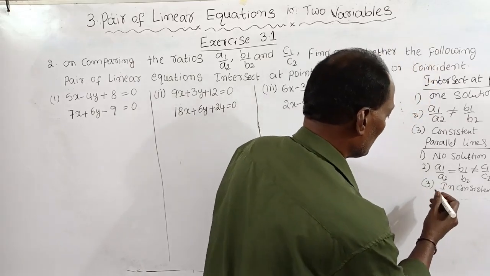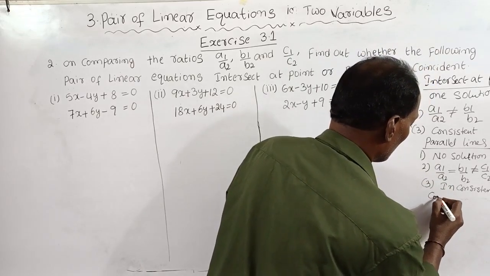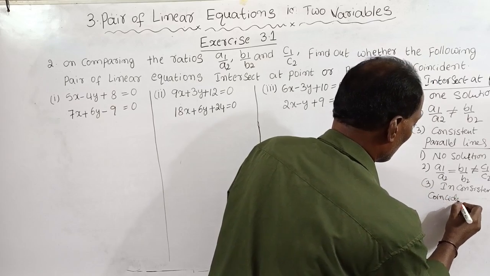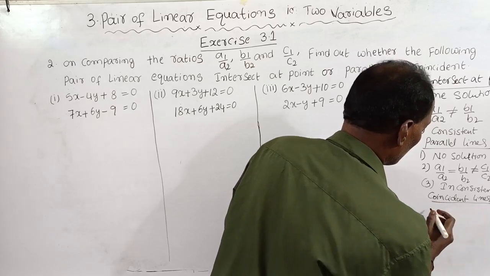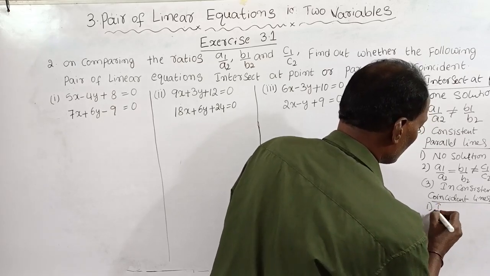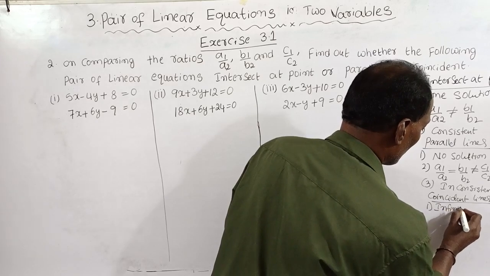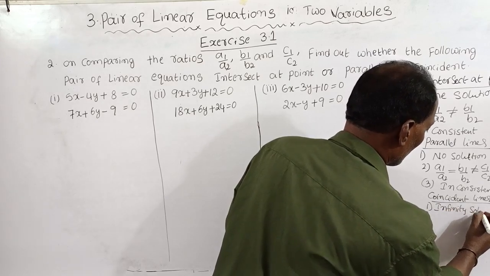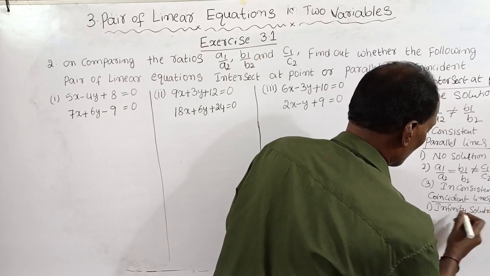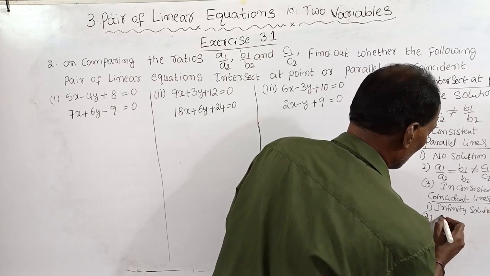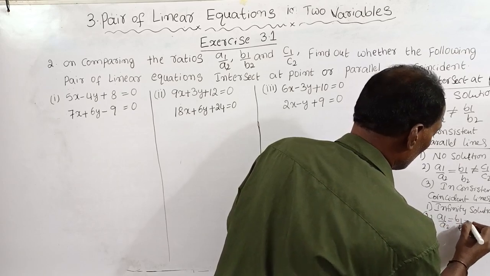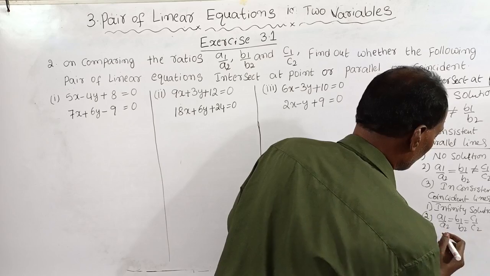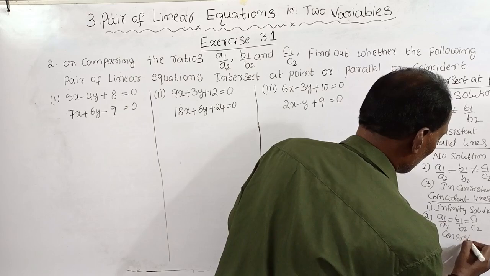Like that, the third one, coincident lines. This one has infinite solutions. Formula: a1 by a2 equal to b1 by b2 equal to c1 by c2. Third point, consistent.